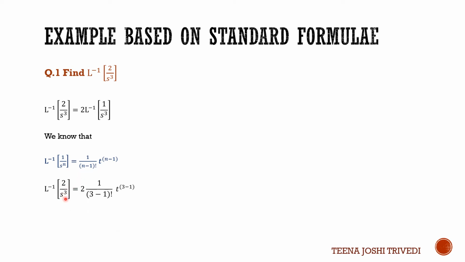So here we have s cube. So t raised to power 3 minus 1 divided by 3 minus 1 factorial. And it will become t square, 3 minus 1 that is 2, t square divided by 2 factorial. And 2 factorial means 2 into 1. So the final answer: Laplace inverse of 2 upon s cube will be t square.